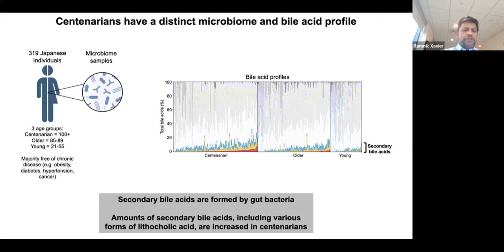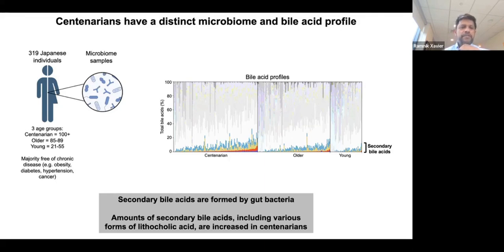And the majority of these individuals who were recruited to this study were free of chronic disease. So the impact of disease on the microbiome was minimal. And what was striking is what I'm showing you: I mentioned to you this component of bile acids, which is a host-derived set of molecules, got modified in centenarians compared to young individuals and older individuals. So the clear effects of gut bacteria on secondary bile acids.